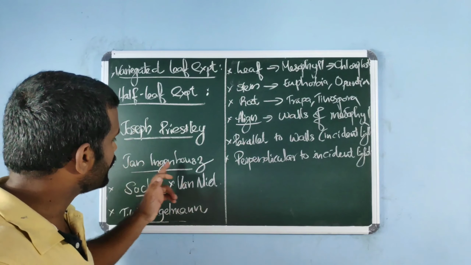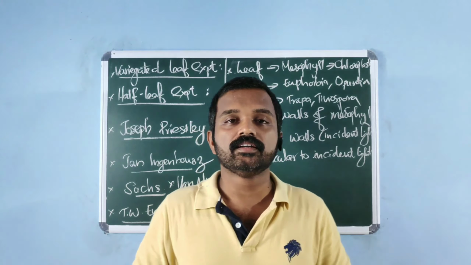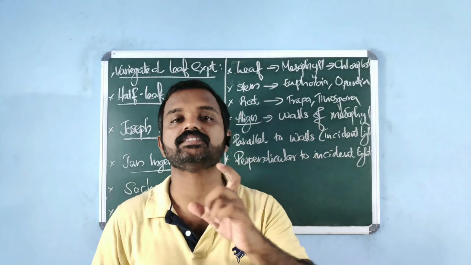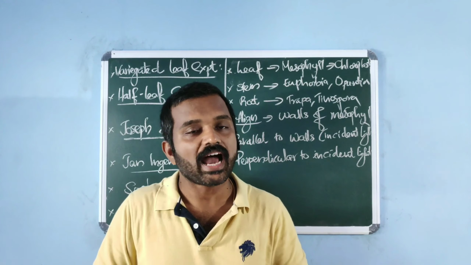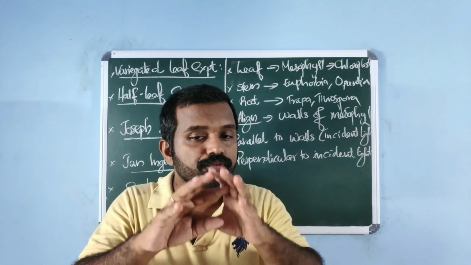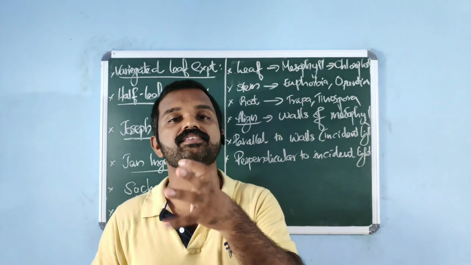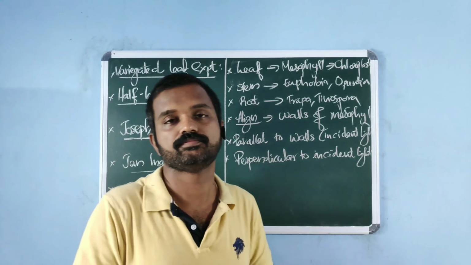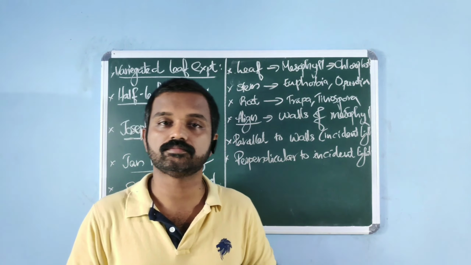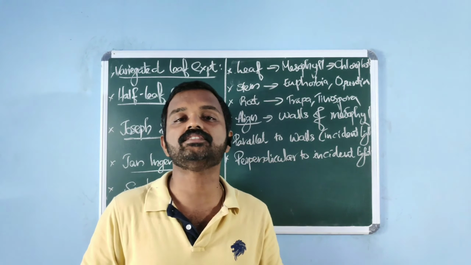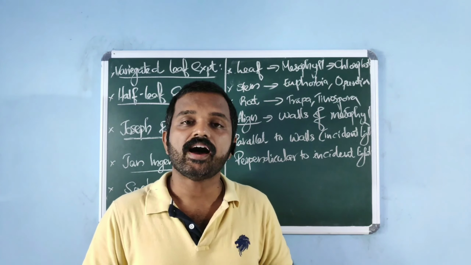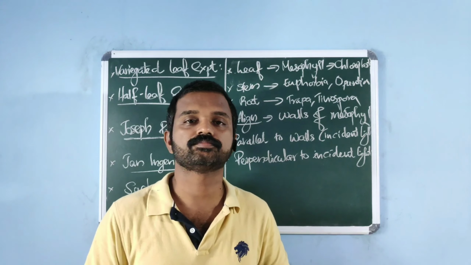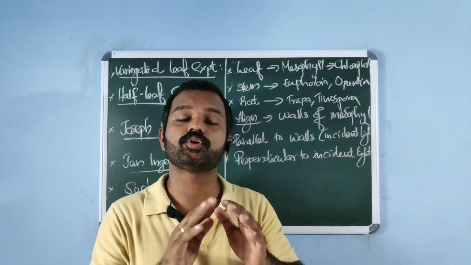Then later, Jan Ingenhousz repeated Joseph Priestley's experiment and found that sunlight is necessary for photosynthesis. He also proved that during photosynthesis, oxygen is released from the green part of the plant. Then comes Julius von Sachs, who discovered that glucose is the product of photosynthesis, which is stored as starch. And the green bodies, that is chlorophyll present in chloroplast, are responsible for photosynthesis.